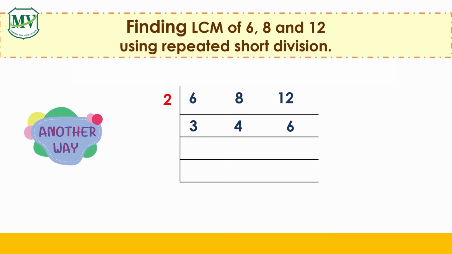Take note that in finding LCM, we need to keep on dividing until the quotient of all numbers is 1. So, we can use 2 to divide 4 and 6. Let's continue. 3 divided by 2 equals 1 with a remainder of 1, so we will have to leave 3 as is. 4 divided by 2 equals 2. 6 divided by 2 equals 3. Next, we have to divide 3, 2, and 3.